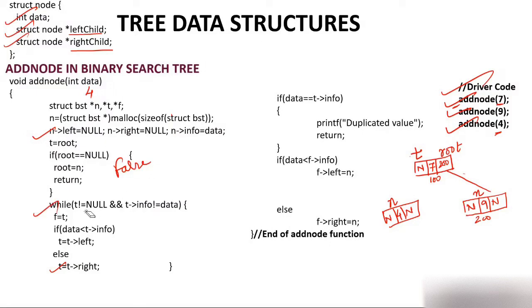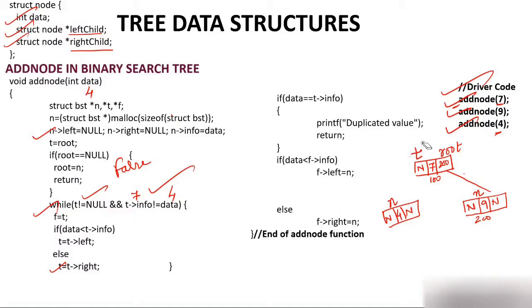I come to this situation. Is T not null? 100%, T is not null. The condition is true because T is 100. T info, what is T info? 7. 7 is not equal to data. What is data? 4. Yes, the condition is true. 7 is not equal to 4. Fine. So I move here.